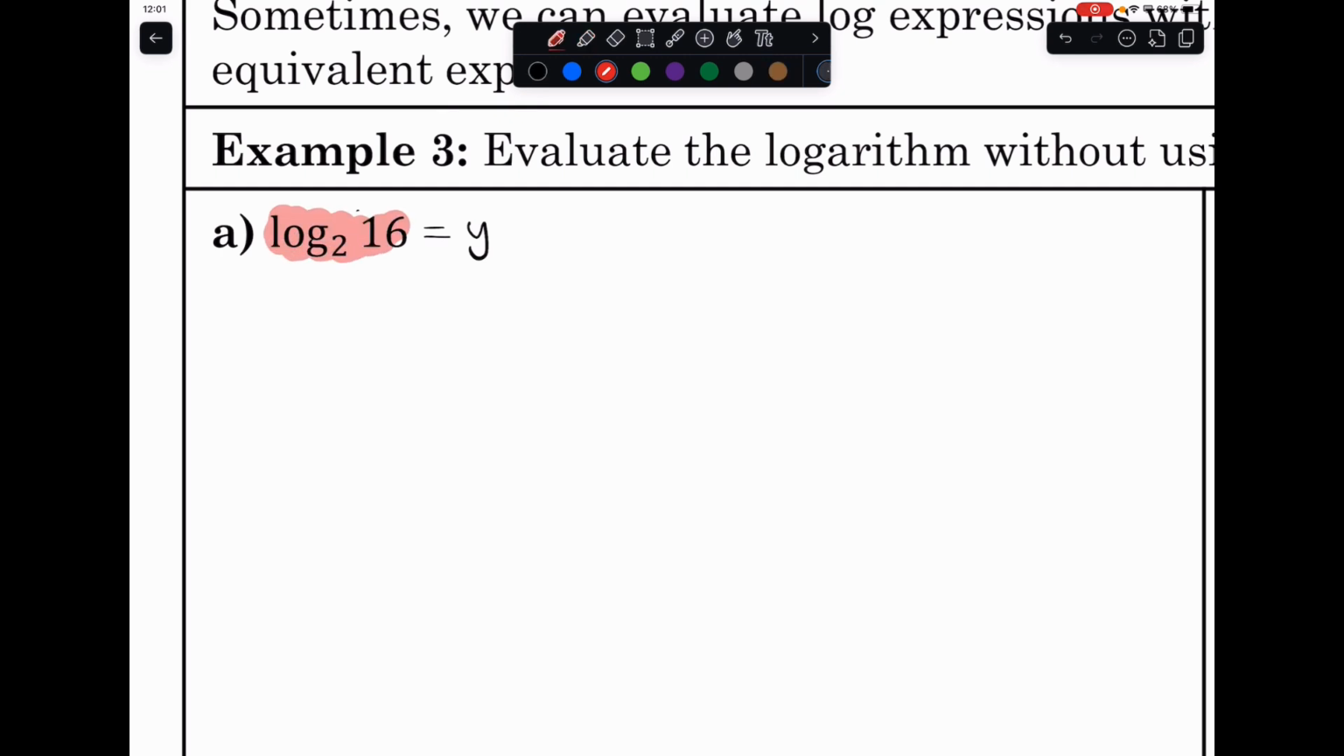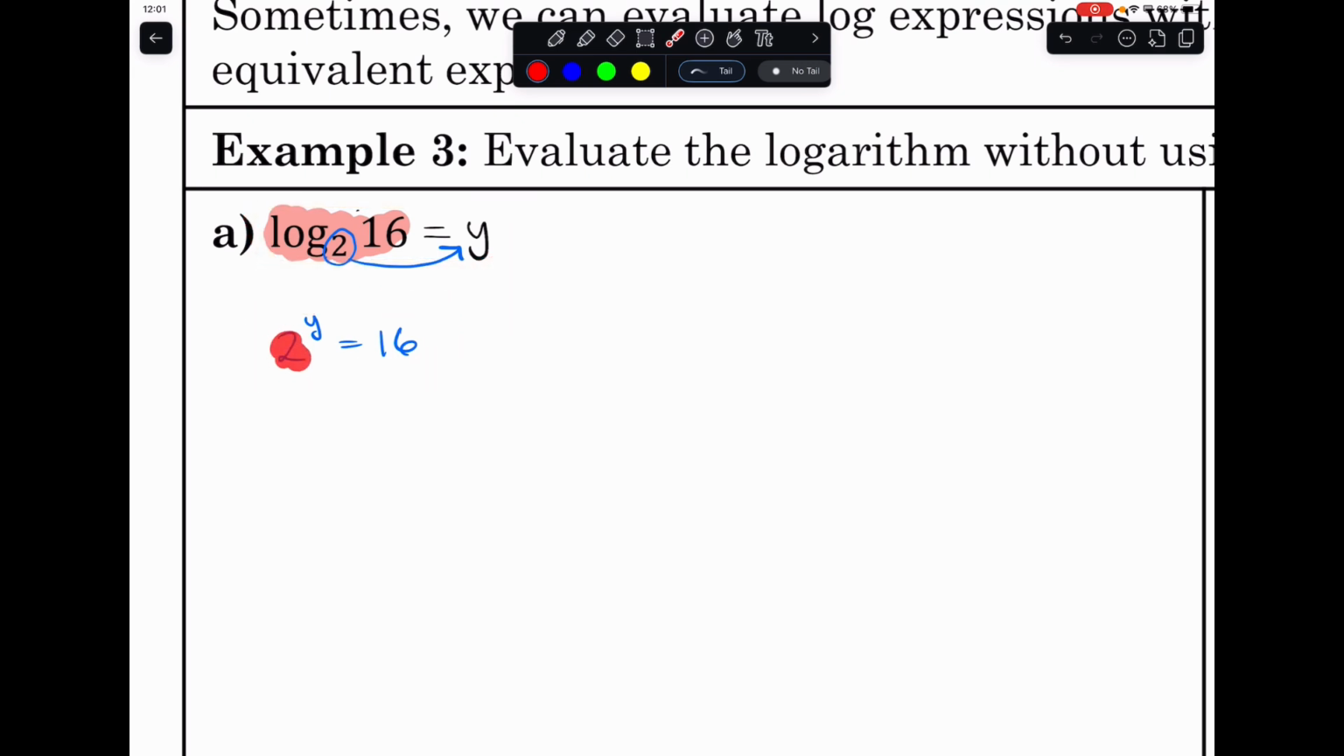So to write in exponential form, let's practice yet again that skill. We're going to start by looking at the base of 2. It needs to be raised to this power of y, this value that I'm looking for, and it has to equal 16. So figuring out the value of y in this equation up here is the same as trying to figure out the value of y in this equation down here.